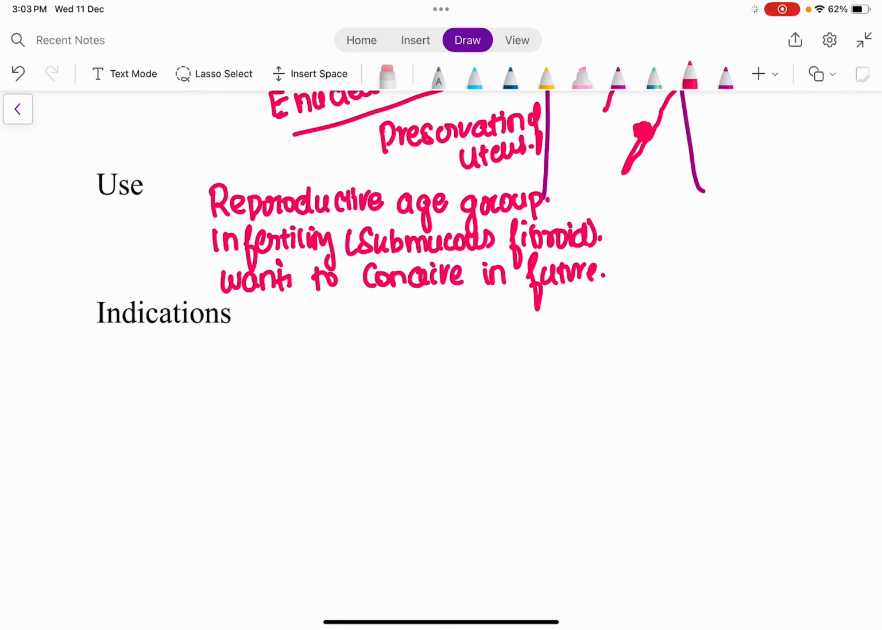So once you do myomectomy in this patient, after a few months there could be chances that this patient can conceive spontaneously without any artificial modes of reproduction. Is that clear? Yes.